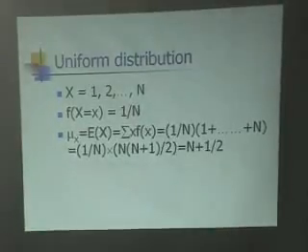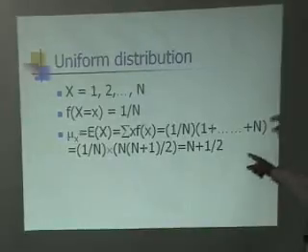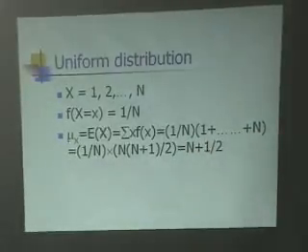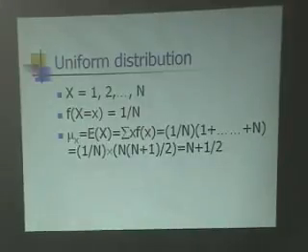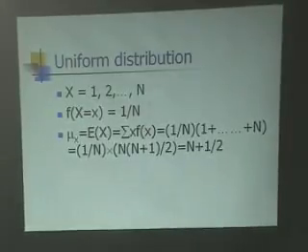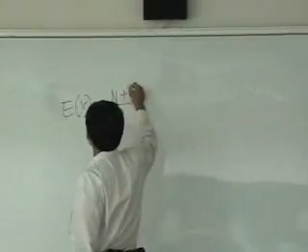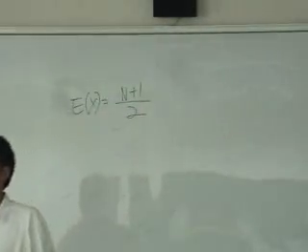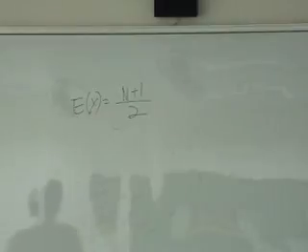Here, there is something wrong. There should be a bracket here. So expectation of x is equal to n plus 1 divided by 2, okay? n plus 1 divided by 2.